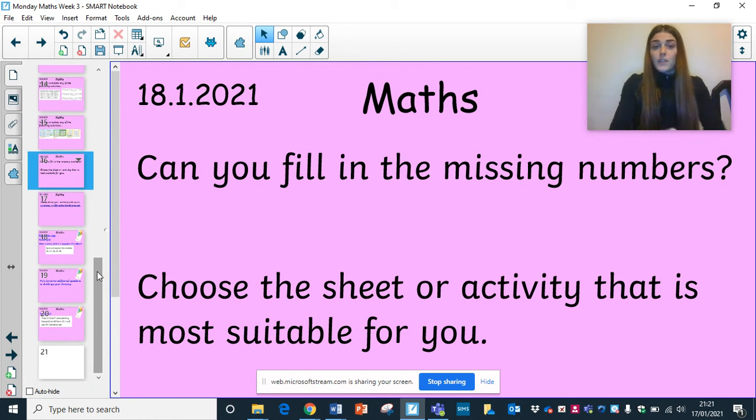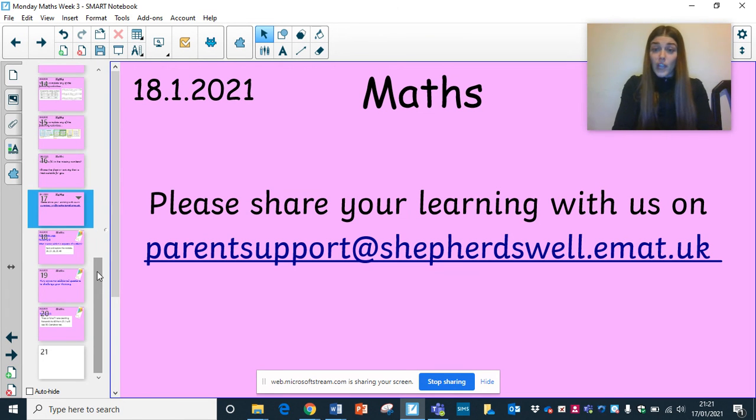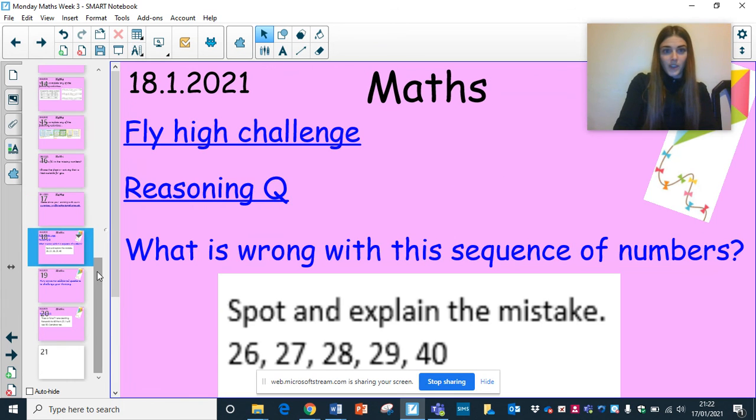So remember, can you fill in the missing numbers and choose the sheet or activity that is most suitable for you? So choose the one that you feel you can have a try with, and if you get that one you think is easy, then try a different one and see if you can challenge yourself. And if you want to share your learning with us, I've attached the parent support email. You can send your work through to us, teachers. Make sure that in the subject you put your child's first name, and if you could put their class so it gets to us and then we can respond.